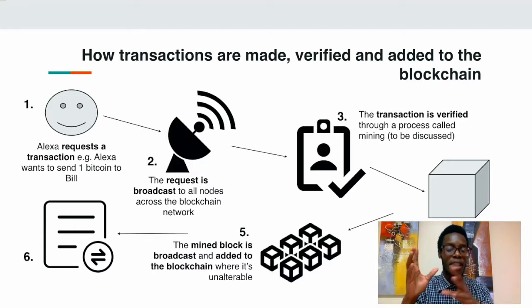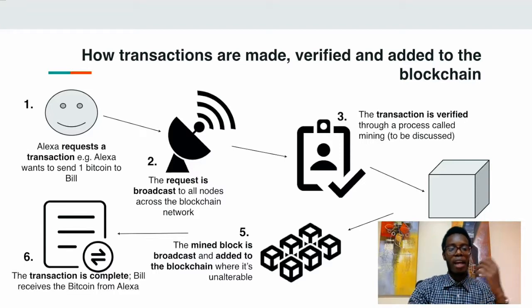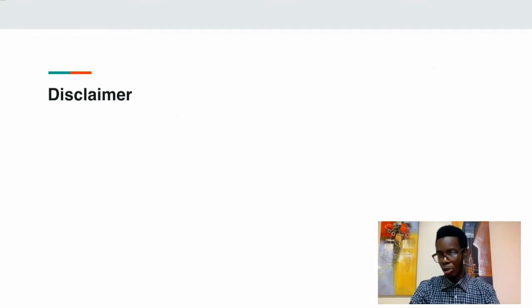It is totally immutable. And we'll talk about blockchain immutability more when we get to module 3, when we cover cryptography, crypto economics, and module 4, where we look at the mining process as well. And then the transaction is complete and Bill receives the Bitcoin from Alexa. And this is simply how blockchains work. And definitely blockchain is a database, but this is the whole verification process and pretty much whatever the protocols govern.